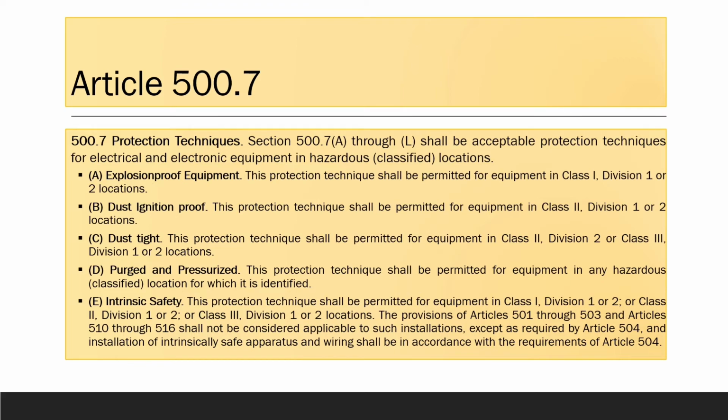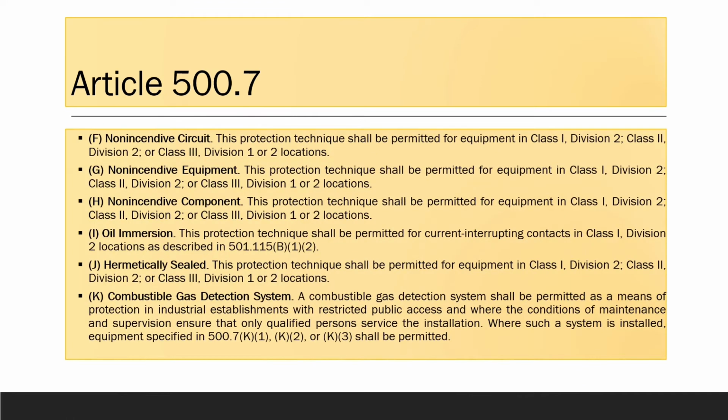Letter F. Nonincendive circuit. This protection technique shall be permitted for equipment in Class 1, Division 2, Class 2, Division 2, or Class 3, Division 1 or 2 locations. It is a protection technique that prevents electrical circuits from causing a fire or explosion in a hazardous location under normal conditions. Letter G. Nonincendive equipment.